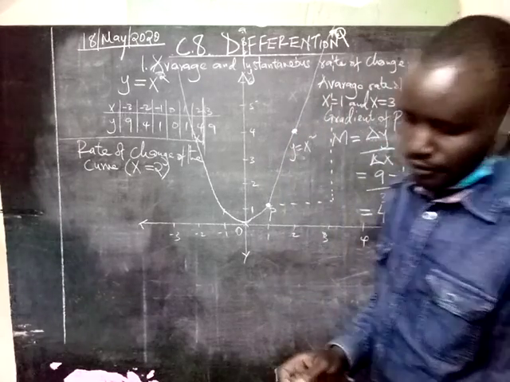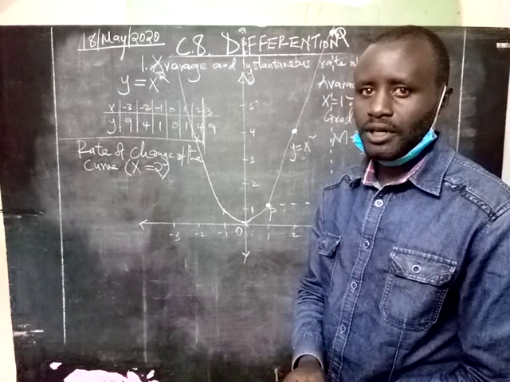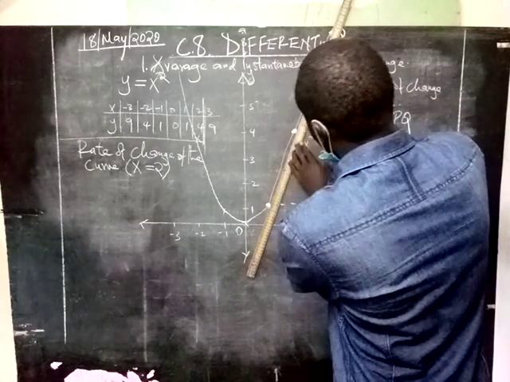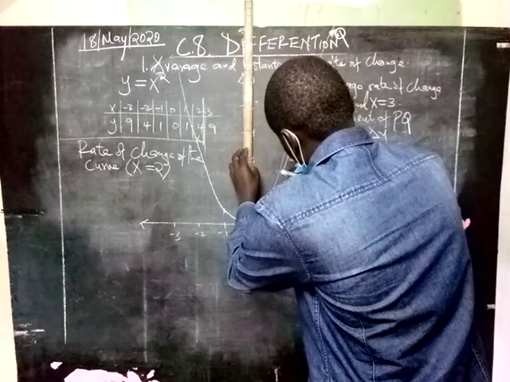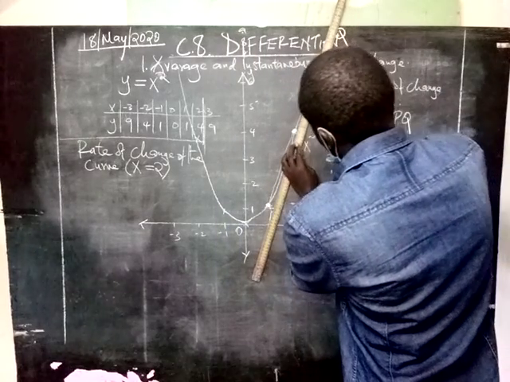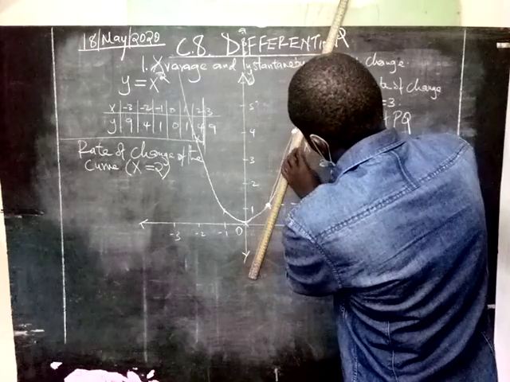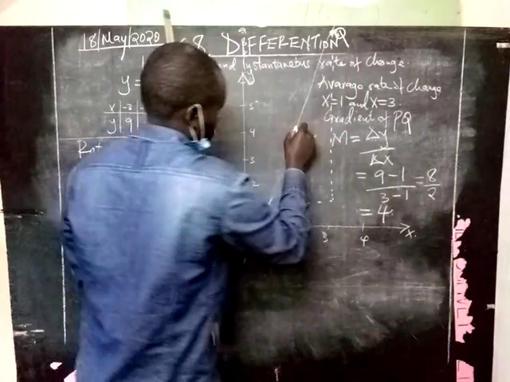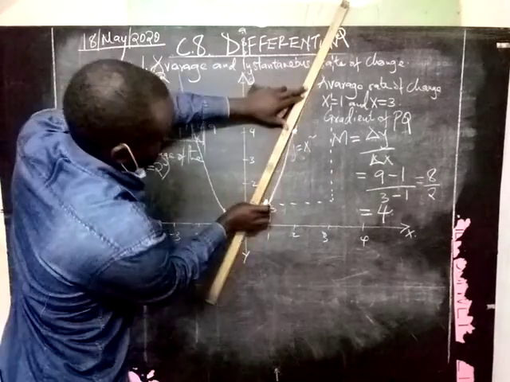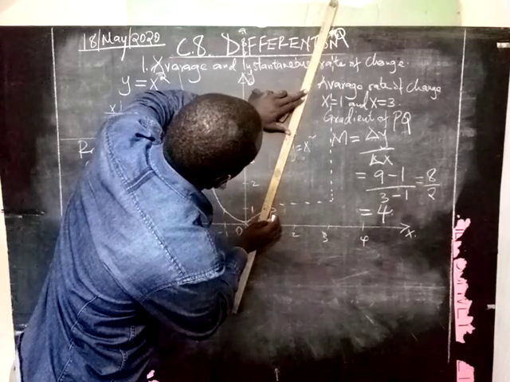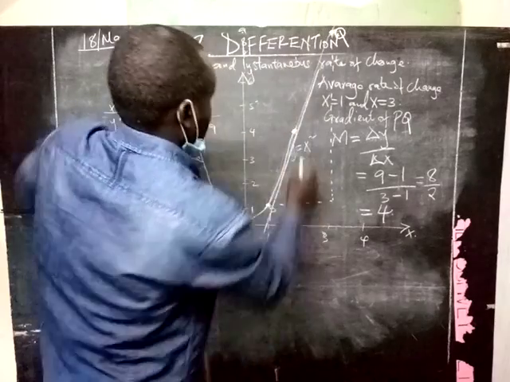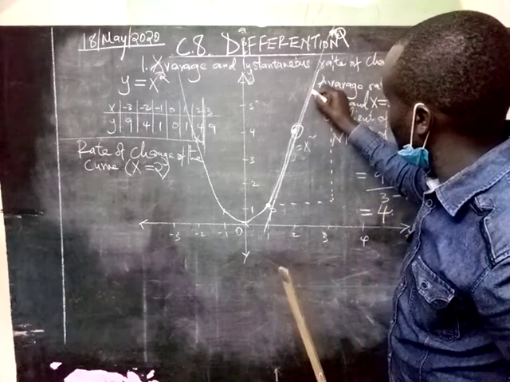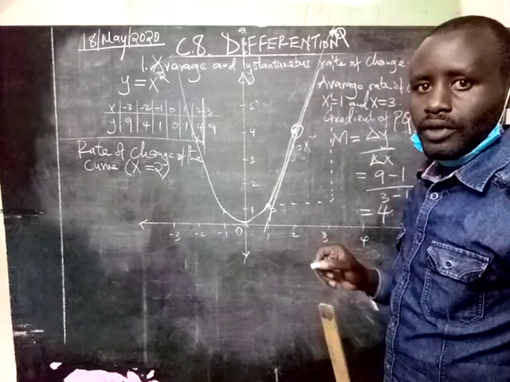Then we draw a tangent to the curve at this particular point. A tangent is a line which is going to touch only one point along this curve. So that we have our tangent. If you draw, you realize this line is touching this curve at this point.